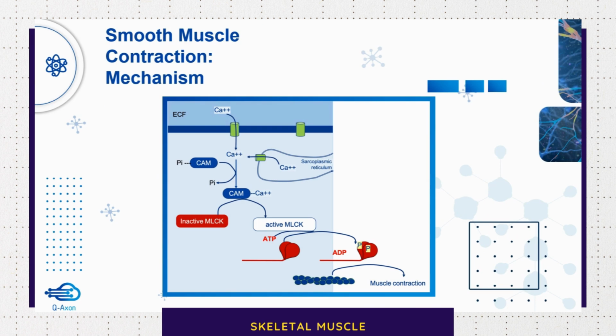Now, this is a diagrammatic representation of the process of smooth muscle contraction. So the source of calcium is both the extracellular fluid and the sarcoplasmic reticulum, which is not organized into L tubules. Now, once calcium is made available, it binds to calmodulin and forms the calcium calmodulin complex. This activates the enzyme myosin light chain kinase, which in turn phosphorylates the myosin head. So now the myosin head can bind to actin and cause muscle contraction.